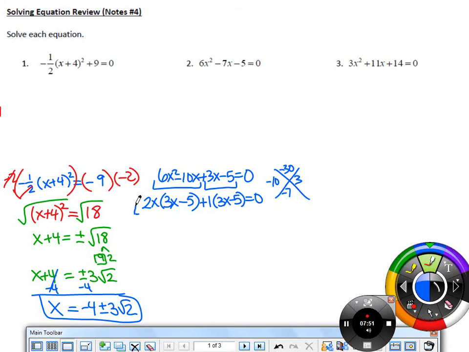So remember, you have two things here, this big thing and this big thing. And luckily, they both have something in common. What do they both have? 3x minus 5. So I take out the 3x minus 5. And then I write what each of the things were that were multiplying the 3x minus 5. In the first term, I had 2x. And in the second term, I had plus 1.